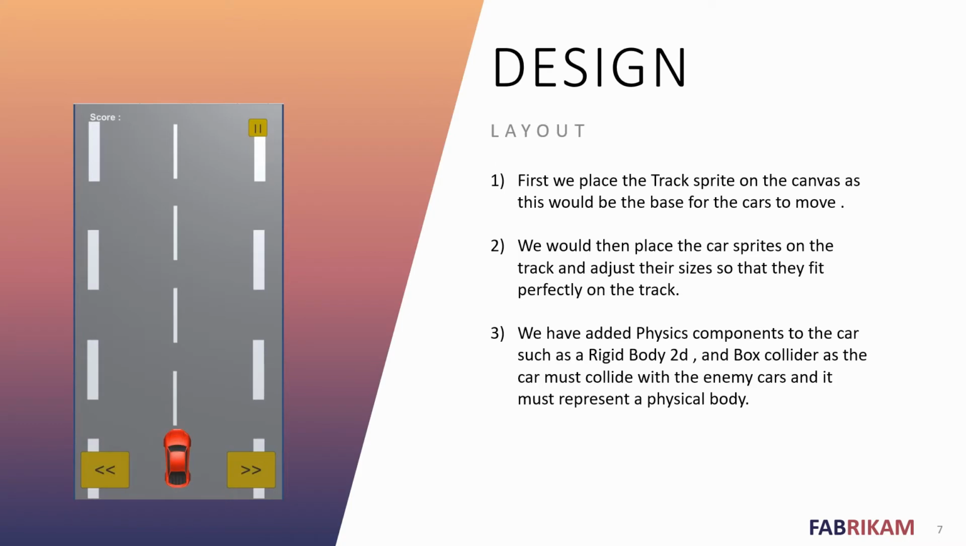Design. So to first design the layout of our game, we first place the track sprite on the canvas, and this would be the base as all the other components would be placed on the track sprite. And we would then place the car sprite on the track and adjust their sizes so that they fit according to the size of the track. And we have added physical components such as a rigid body 2D and a box collider, as our car would represent a physical object when it would collide with an enemy car.